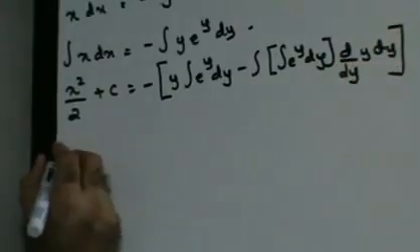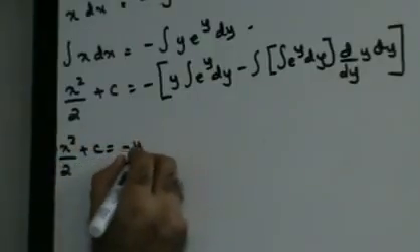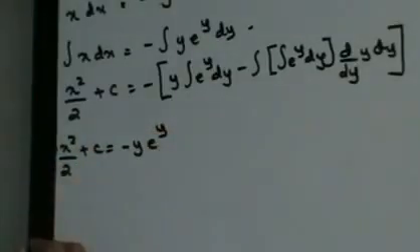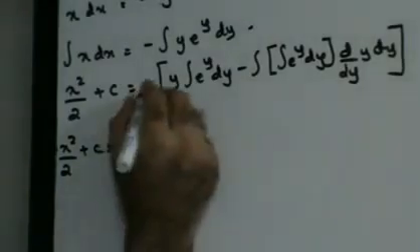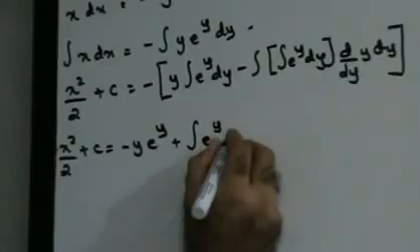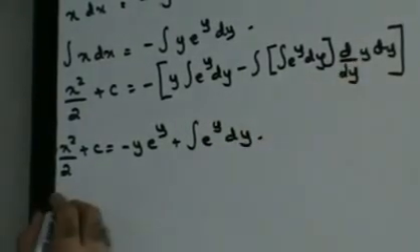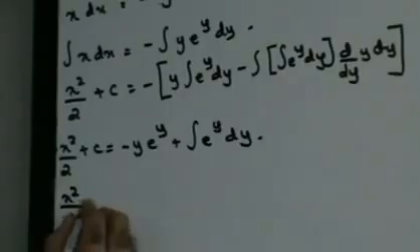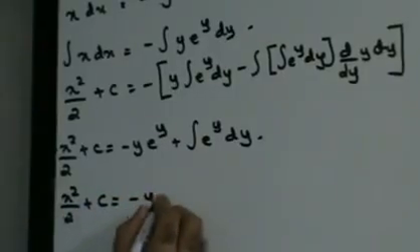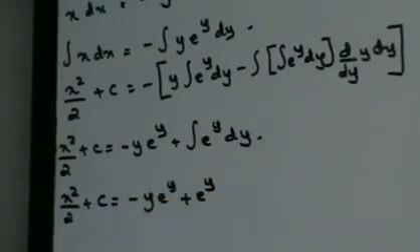So this can be written as x square by 2 plus c is minus y e raised to y, integral of e raised to y is e raised to y, minus into minus plus integral of e raised to y dy, because derivative of y is 1. So I'll get x square by 2 plus c is minus y e raised to y plus e raised to y.